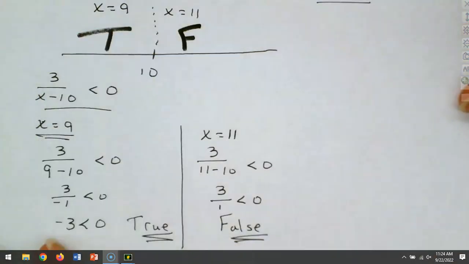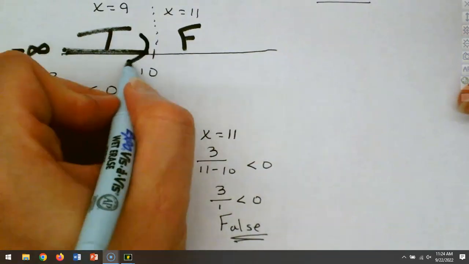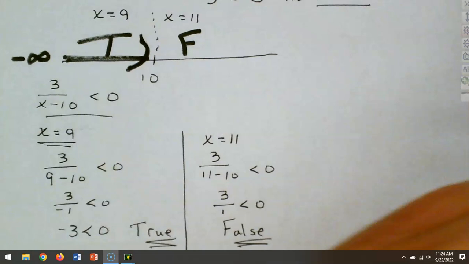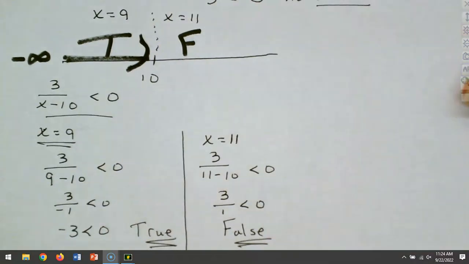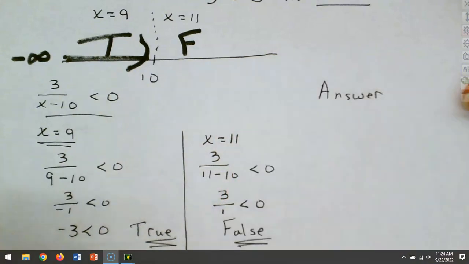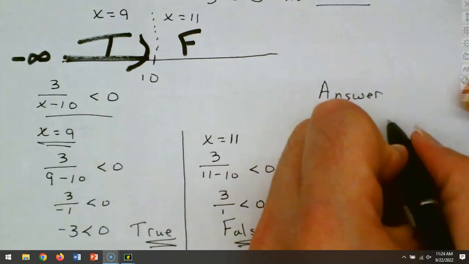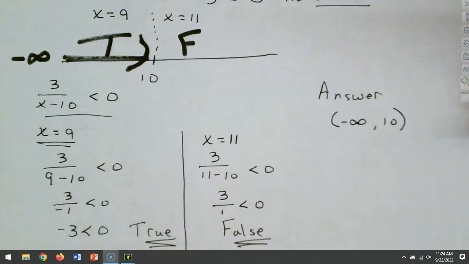And where do I shade? Through half. That's negative infinity, and we use a parentheses. So what does the answer look like? In interval notation, it looks like negative infinity to 10 with parentheses.